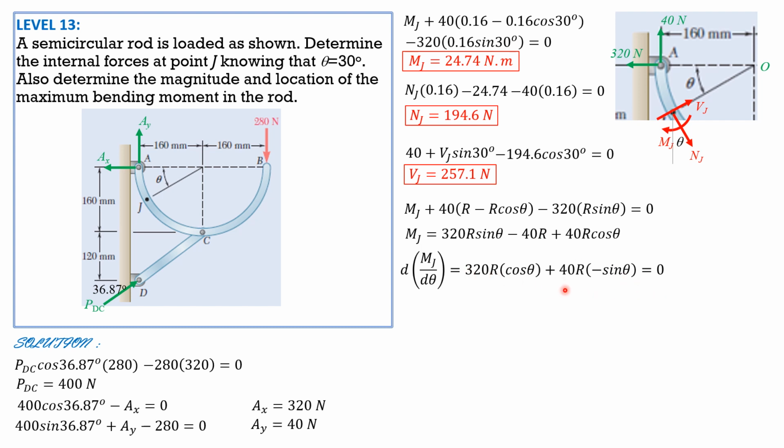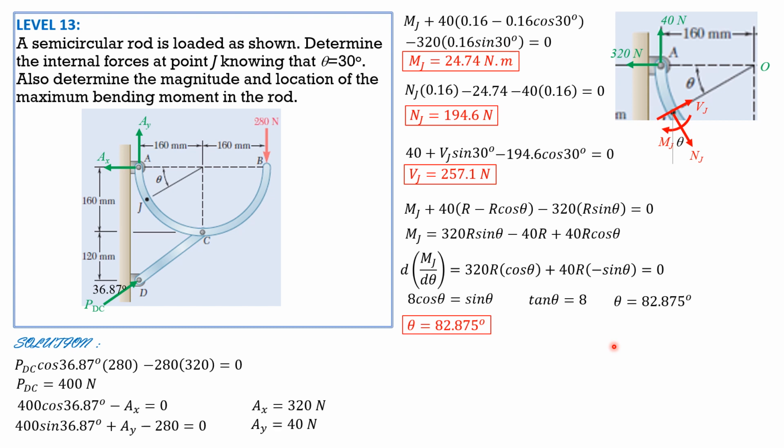So 320 over 40 is 8. We cancel out r. So 8 cosine theta equals sine theta. Then sine over cosine is 8, so tangent theta is 8. So theta can now be computed: 82.875 degrees. Then the answer for theta is 82.875 degrees.